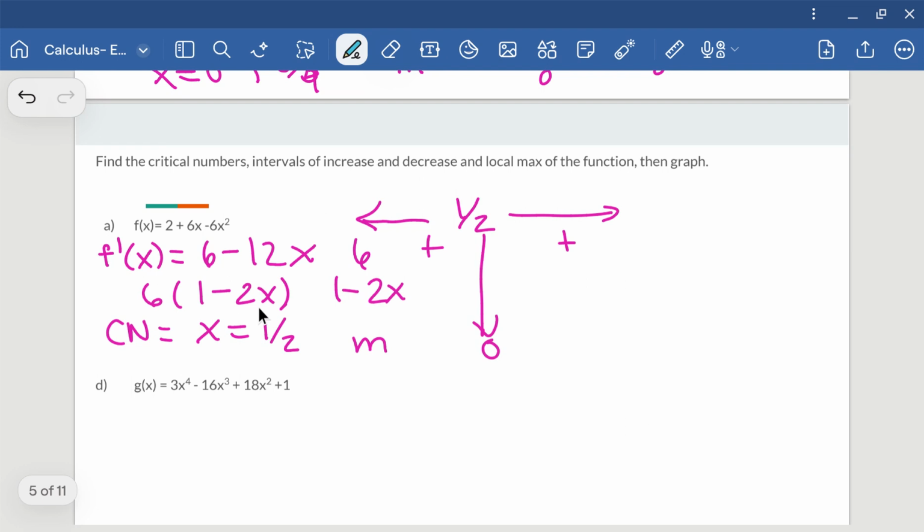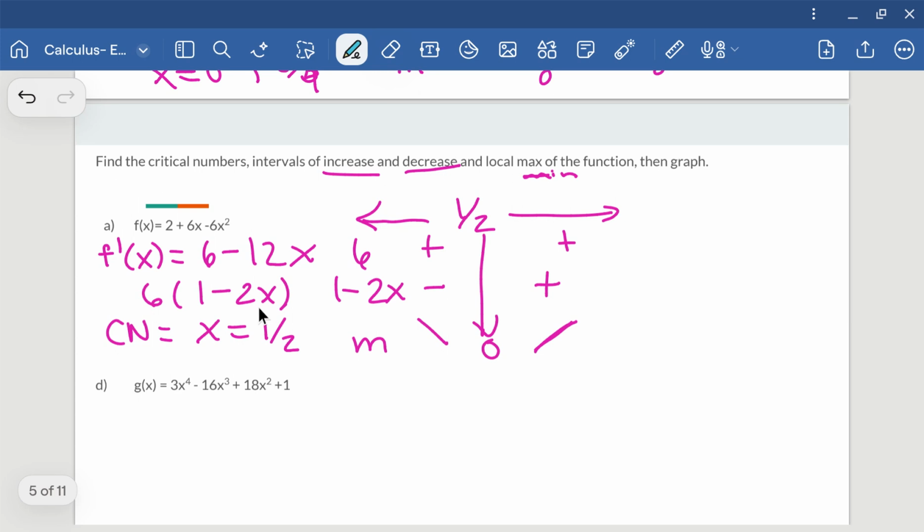1 minus 2x is negative if it's lower than 1/2, and positive if it's higher. So looking at our slope, it is negative and then positive. That tells us you have a minimum at the point 1/2. It also tells you anything lower than 1/2, you're going to have a decrease. Anything larger than 1/2, you'll have an increase. And that was our local, in this case, minimum, not maximum.